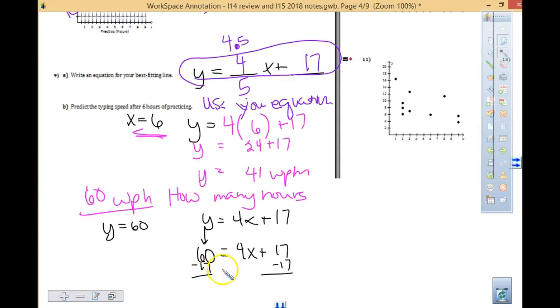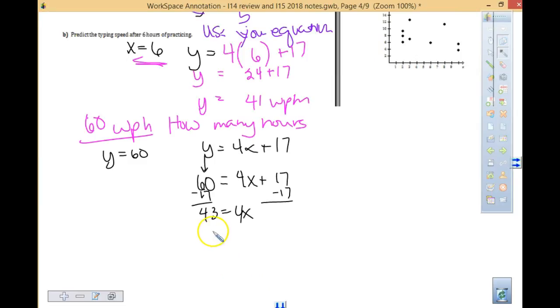So once I've done that, Cole, I'm going to take 60 minus 17 and left with 43 is equal to 4x. And if I continue solving that, Rachel, in order to get x, I'm going to do what? Divide both sides by 4. And in this case, this person was practicing 10 what? Yeah, 10.75 hours, right?